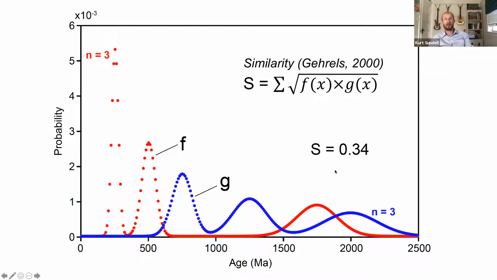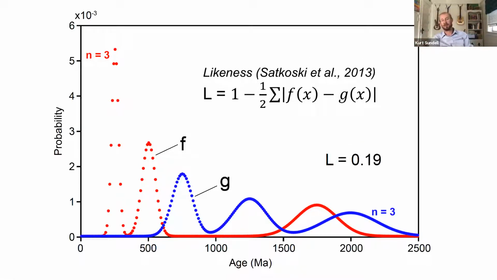And note that that's going to be different from S. So if you're doing similarity and likeness, they are analogous, but you can't compare them directly to one another. These are all relative measures of similarity.